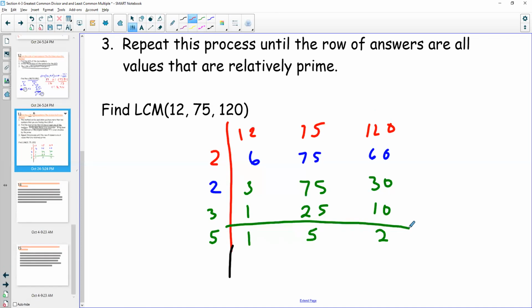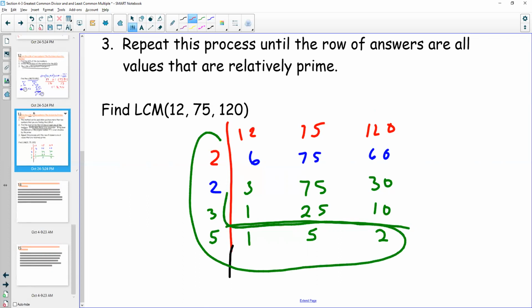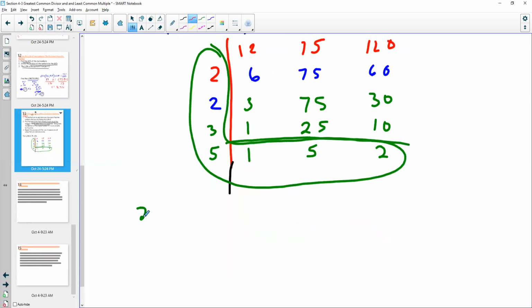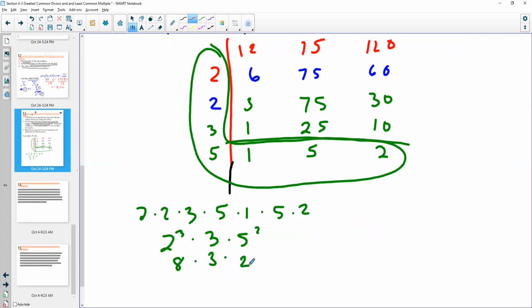So the least common multiple is going to be these prime numbers multiplied together. Okay, so what does that look like? Well, I have 2 times 2 times 3 times 5 times 1 times 5 times 2. That's the same as 2 cubed times 3 times 5 squared. I don't need the 1 there, right? It's 8 times 3 times 25. Oops, 25, not 24.